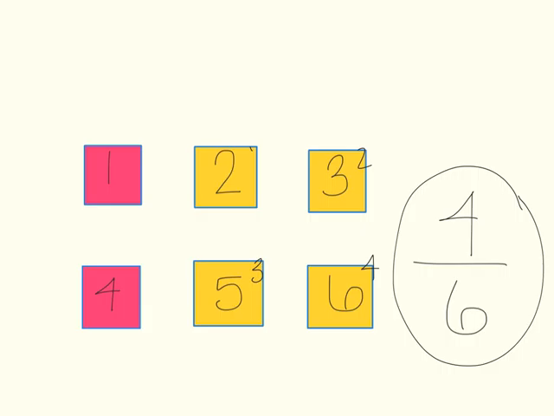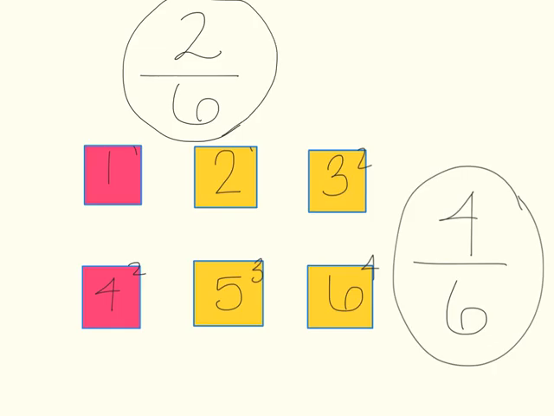Now, let's find out how many pink squares there are altogether. It's going to be the same, since we're still using the same number of squares. The denominator is going to be 6. Now, if we count how many pink squares there are, 1, 2. So 2 pink squares means that will be our numerator, which will go on the top. So our fraction for pink squares is 2/6.